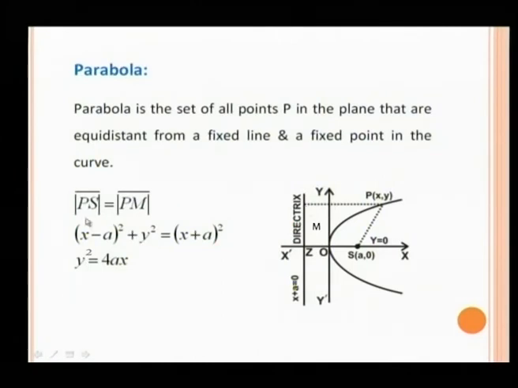For an explanation of the equation of parabola, we can consider PS, the distance between P and S, is equal to the distance between P and M. For P, we have the point (x, y). For S, we have the point (a, 0). So by using the distance formula which we studied in our last program, on the left hand side we have x minus a whole square plus y square is equal to, on the right hand side, x plus a whole square. So the final equation of parabola becomes y square is equal to 4ax.